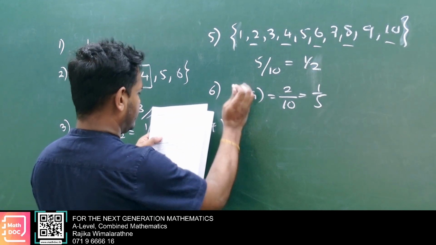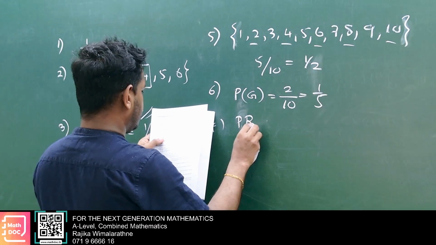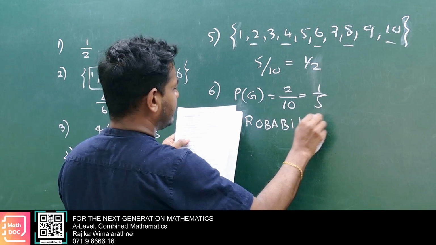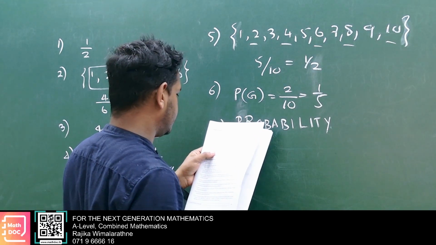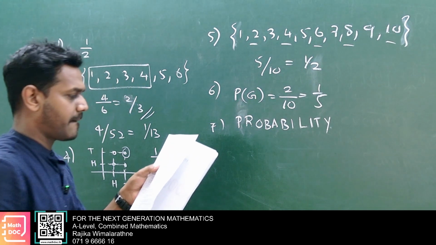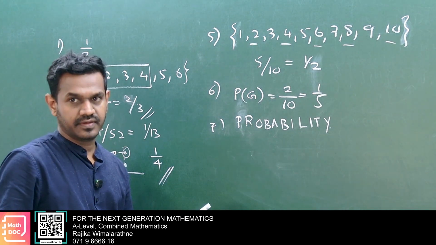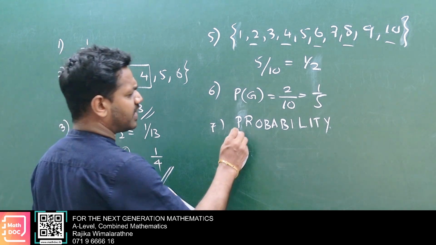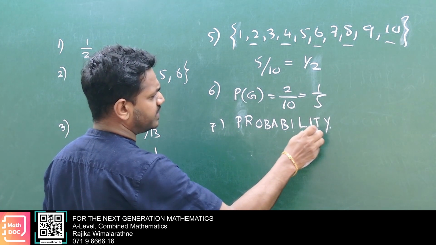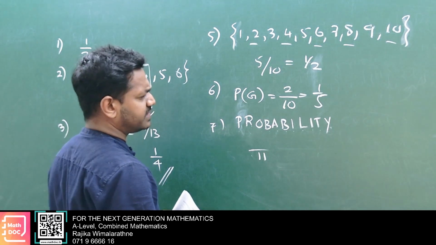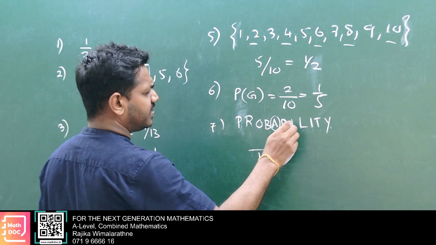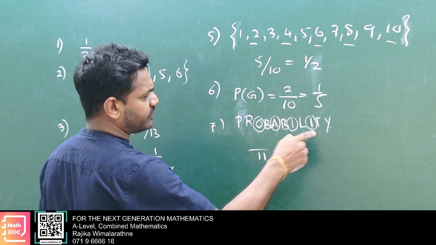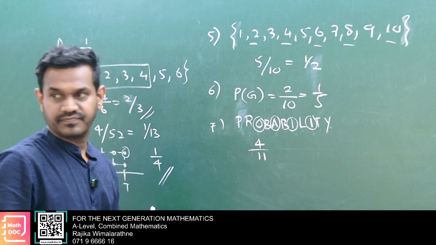7. A letter is chosen at random from the word PROBABILITY. What is the probability of choosing a vowel? Here we have all count 1, 2, 3, 4, 5, 6, 7, 8, 9, 10, 11. Then vowels: A, I, O. Then we have 1, 2, 3, 4 vowels. 4 over 11, no?